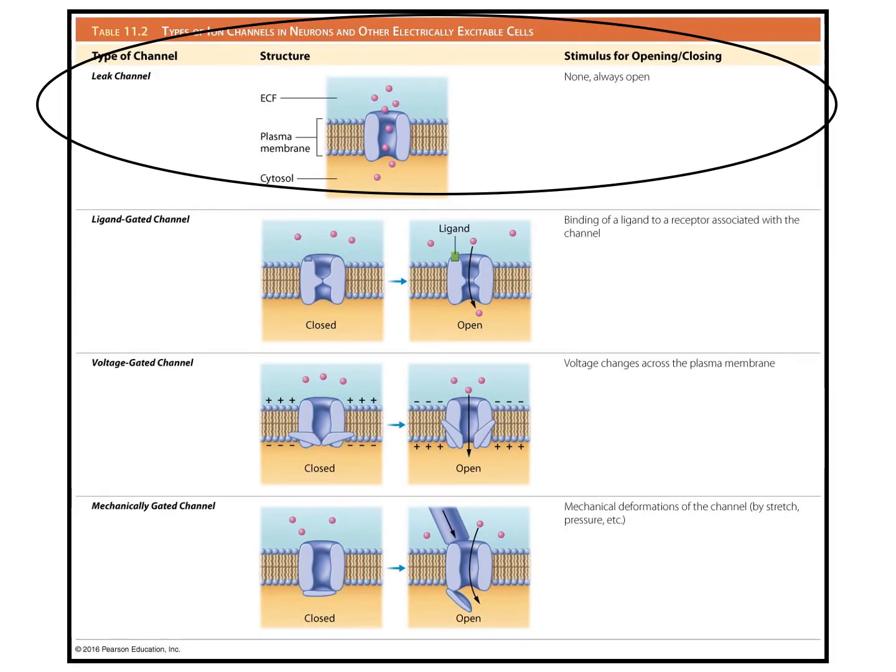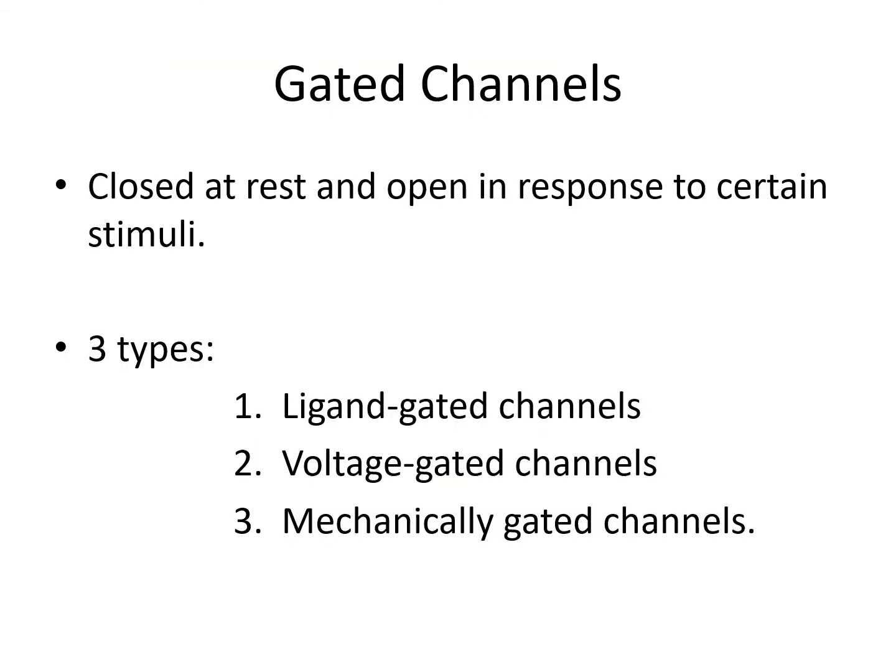Here in this diagram, I've circled the leak channel, and you can see that it's always open. Gated channels, as you might expect by the name, have a little gate or door that closes at rest and opens in response to certain stimuli. So it has a little gate that will open and close. And there are three types of gated channels: ligand-gated channels, voltage-gated channels, and mechanically gated channels.